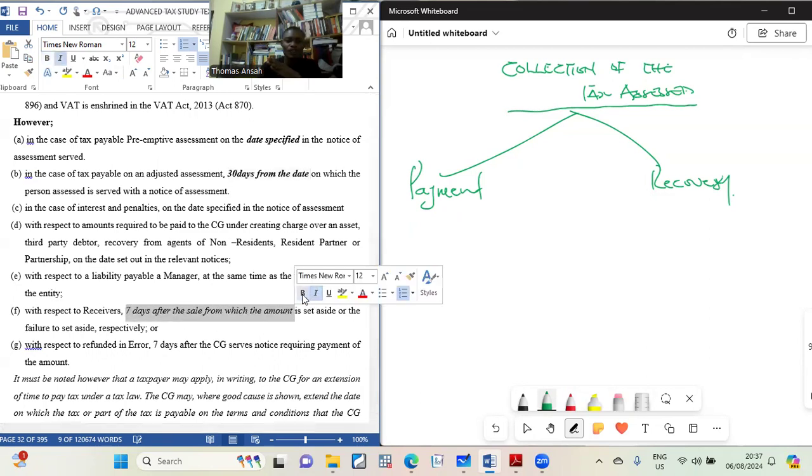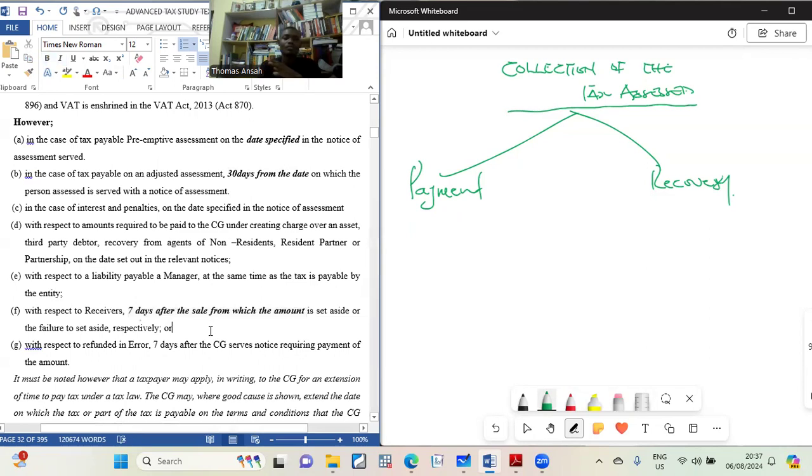Please, who is a receiver? Do you have an idea who a receiver is? If somebody dies, the person who comes to say the property is with me and according to the will, I'm supposed to share it among A, B, C, D. You see those people? Those are the ones we call receivers.